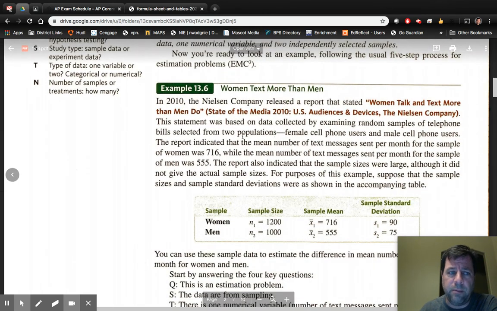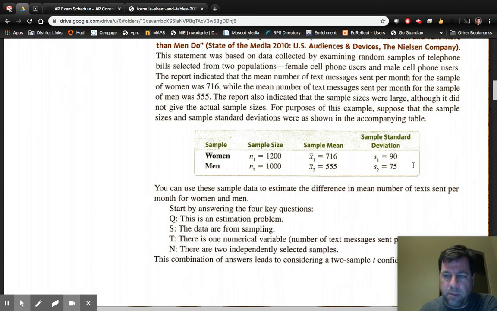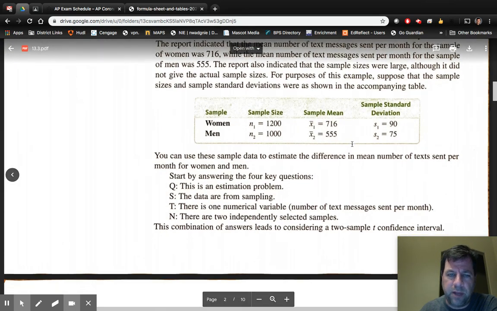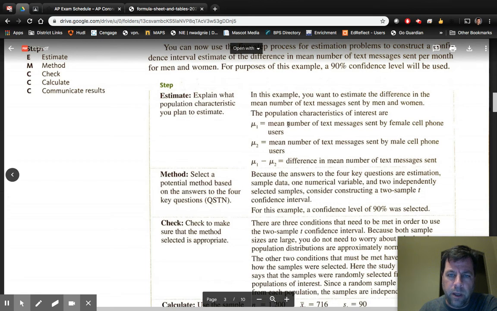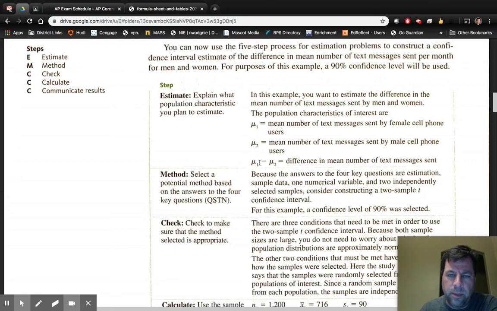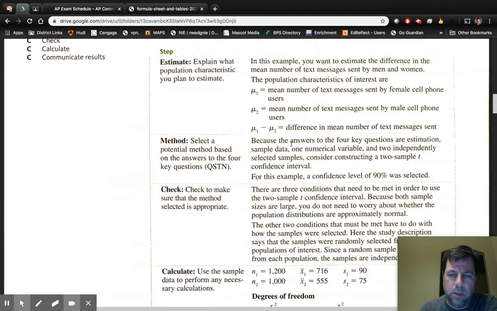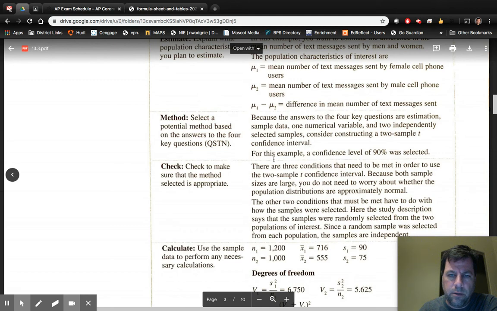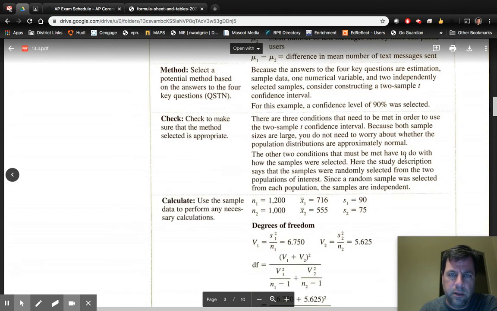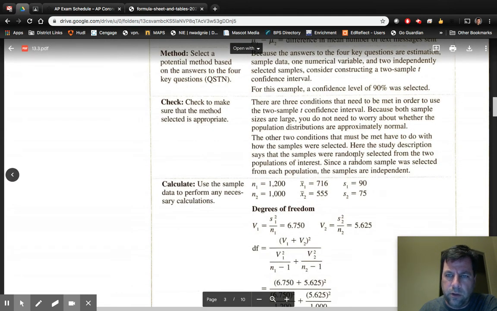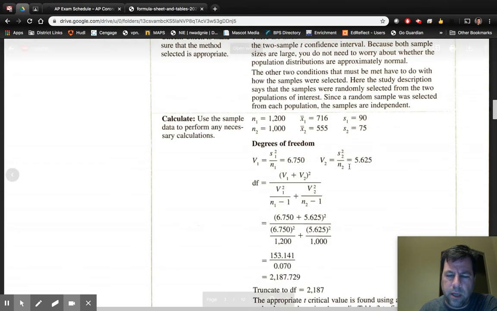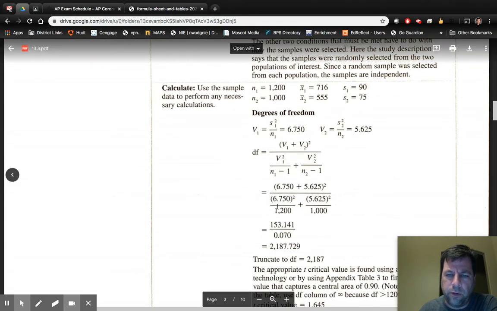It's the exact same information that I looked at. Same data, I believe, 75, 90. All right, there's mu1, mu2. You don't need to define mu1 and mu2. We don't know what mu1 and mu2 are, so don't define them. For this example, 90% was selected. Check the conditions. Okay, there's the conditions. There's the calculations. Again, don't do all this for the degrees of freedom.